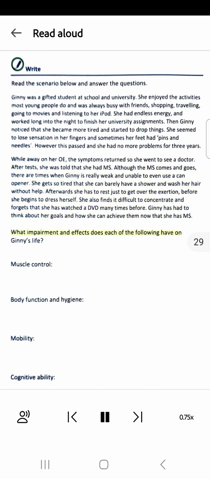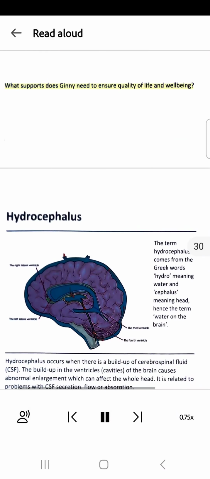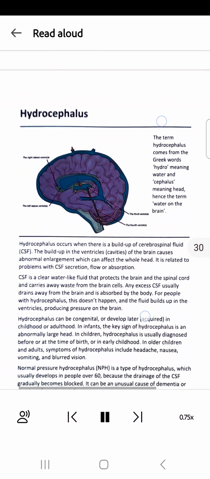What impairment and effects does each of the following have on Ginny's life? Muscle control, body function and hygiene, mobility, cognitive ability. What supports does Ginny need to ensure quality of life and well-being?